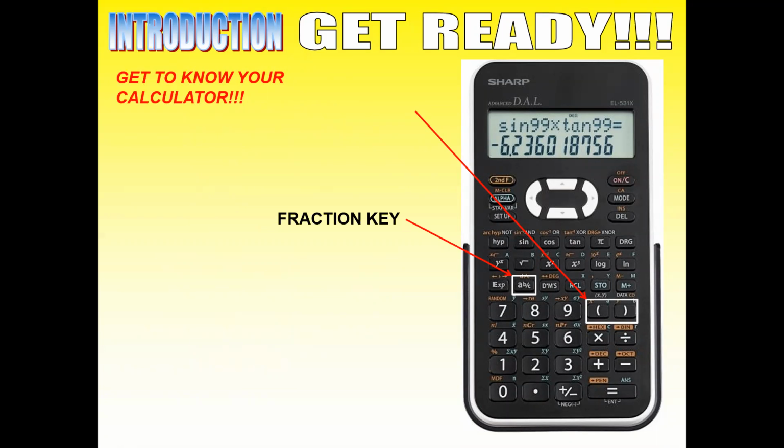Now, these here are the brackets, and brackets are used for things like order of operations or BEDMAS, but we're also going to see in one of the examples today that we use them when performing substitution, where we replace letters with numbers.